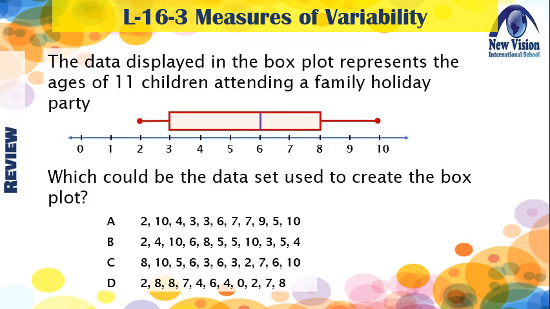Review questions today. First review question, are you ready? Very good. The data displayed in the box plot represents the ages of 11 children attending a family holiday party. Which could be the data set used to create the box plot? Options. A. 2 10 4 3 3 6 7 7 9 5 10. B. 2 4 10 6 8 5 5 10 3 5 4. C. 8 10 5 6 3 6 3 2 7 6 10. D. 2 8 8 7 4 6 4 0 2 7 8. What is your answer?